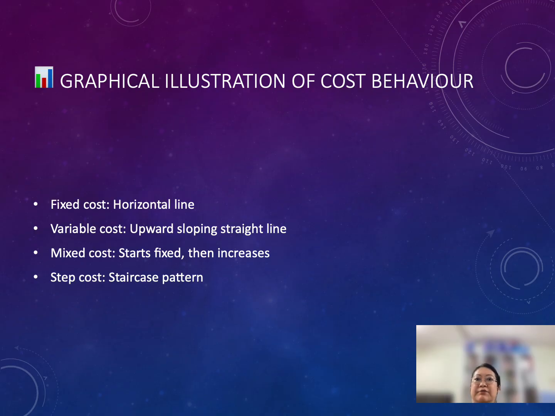Visually, you can think of fixed costs as a flat line across all levels of activities. Variable costs as a line that rises with each increase in activity volumes. Mixed costs, on the other hand, start with a fixed portion, then rise. Lastly, step costs look like a staircase, rising at intervals.